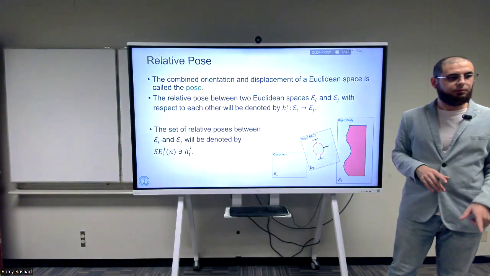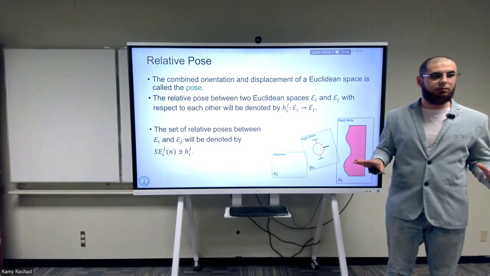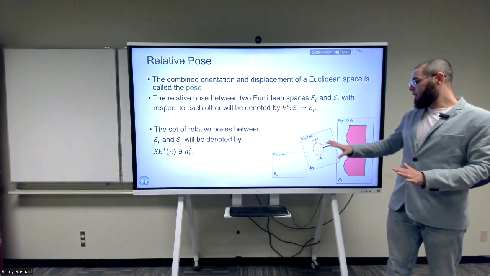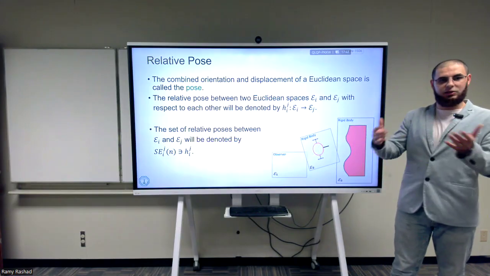Are both bodies selected, or independent of each other? Everything is independent. Each one of these bodies is independent from each other. The robot is different from the sensor or the observer, and the observer is different from the environment, and so on and so forth. Okay?